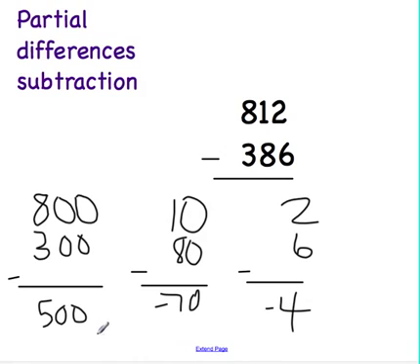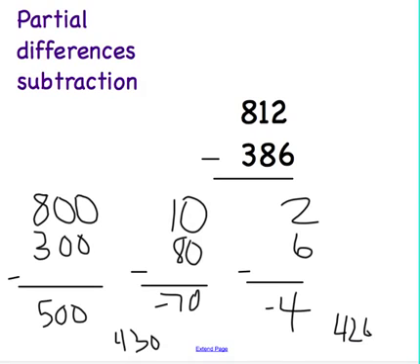Now I need to do 500 minus 70 minus 4. 500 minus 70 is 430, and 430 minus 4 ends up to be 426.